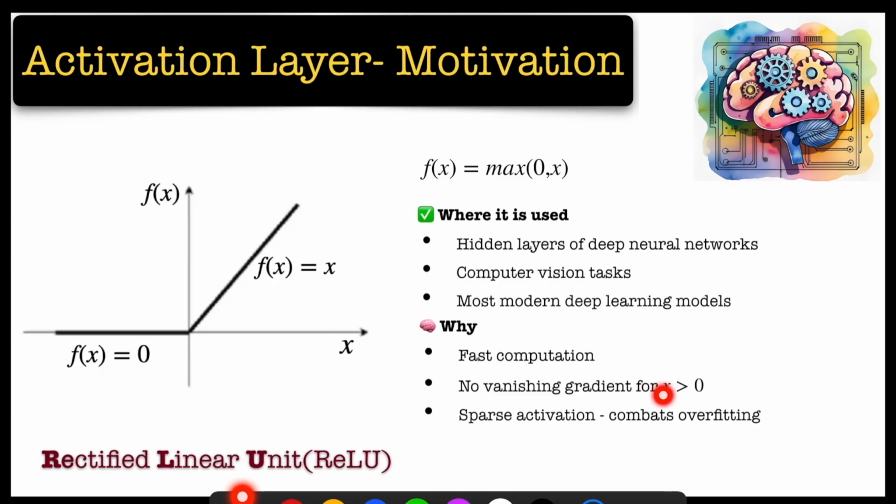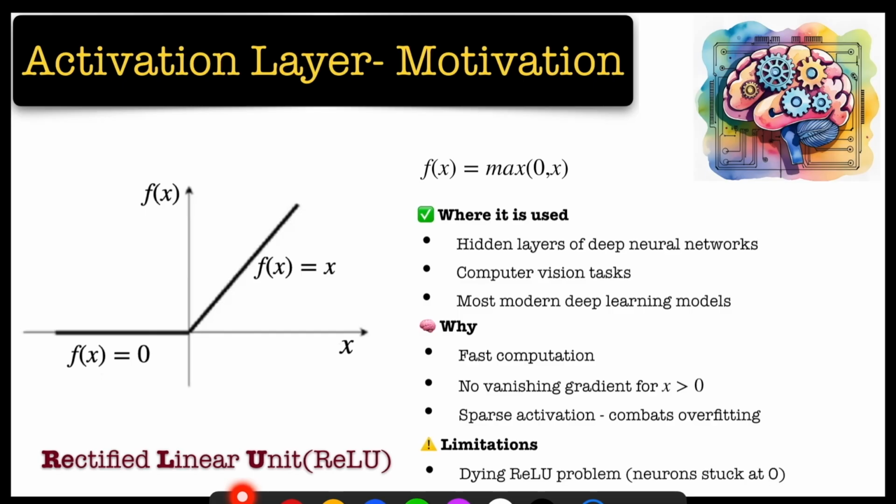No vanishing gradient for x greater than 0. For x greater than 0, this activation function is just not changing anything, right? It's just f(x) equals x. So we don't see vanishing gradient for x greater than 0. Sparse activation: you see many values will be 0, right? For negative x it will be 0. So many of the activations will result in 0 values, and in that case the complex models will become simpler, right? So it helps in fighting overfitting. That's why.